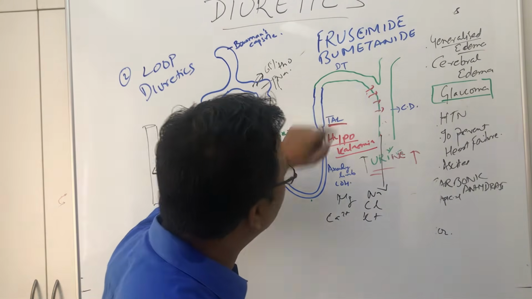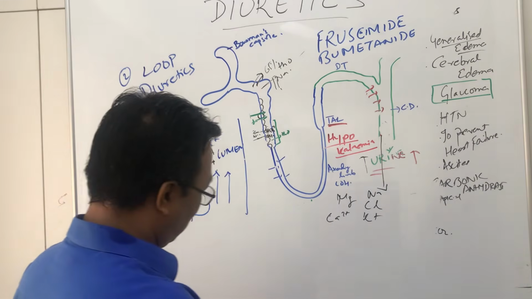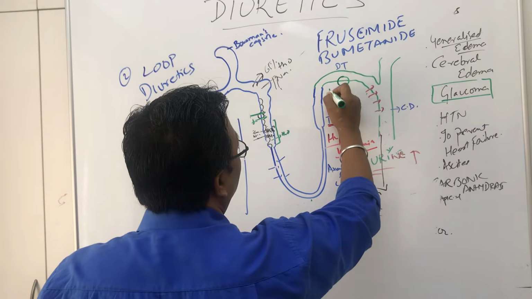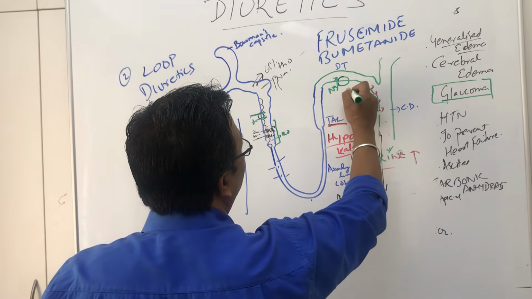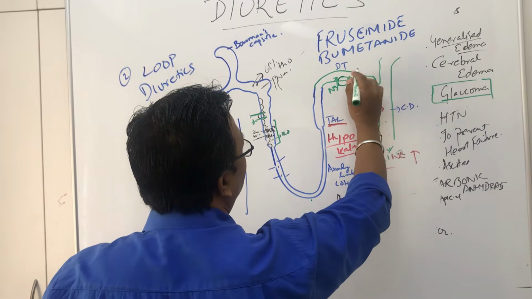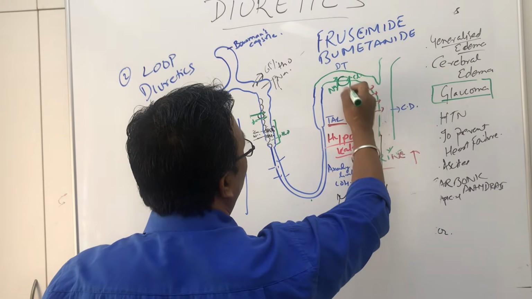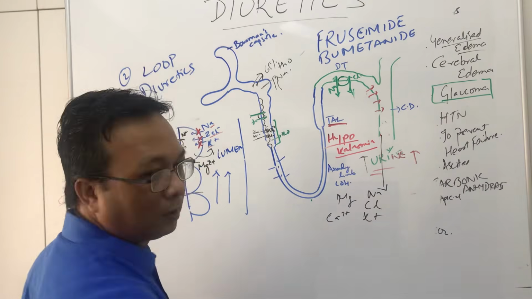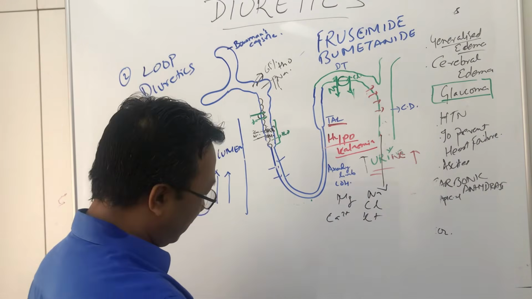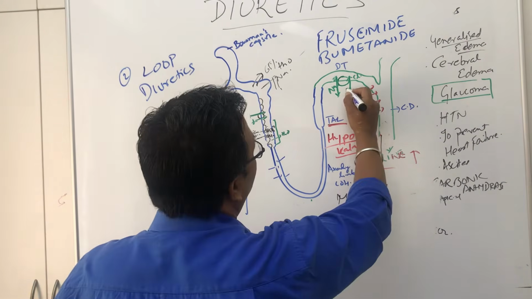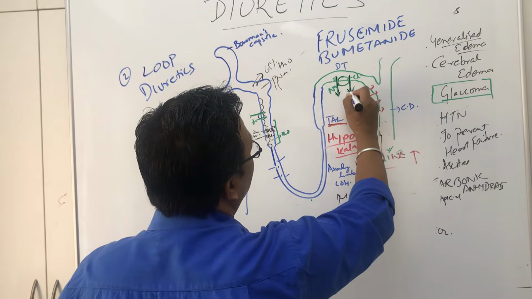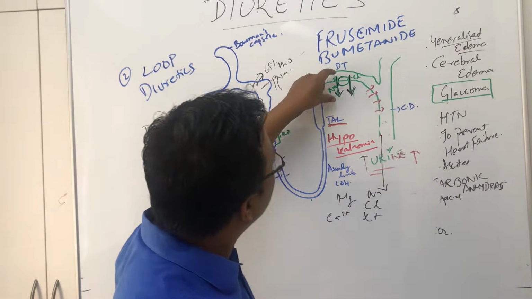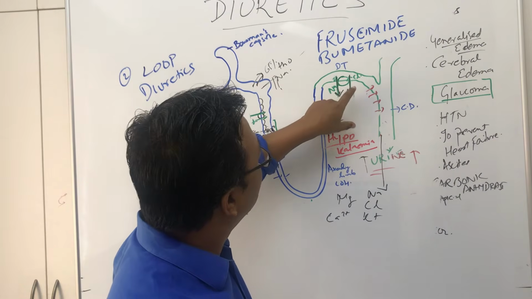Now coming to the distal tubule. In the distal tubule, sodium and chloride are reabsorbed. Sorry, this is the opposite direction. Okay, in the distal tubule, sodium and chloride are reabsorbed.